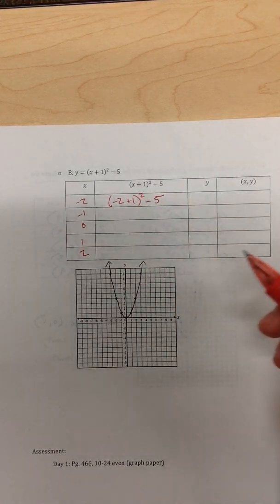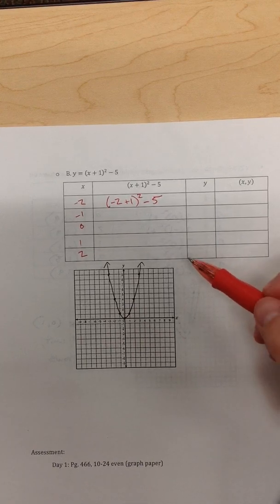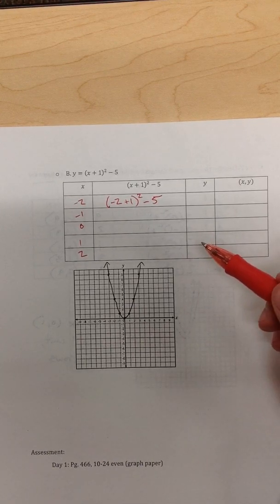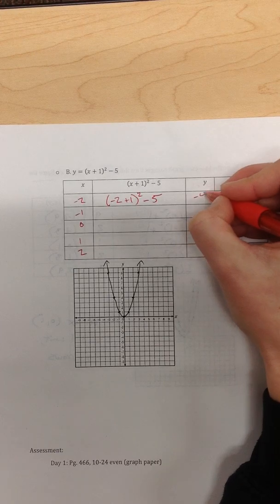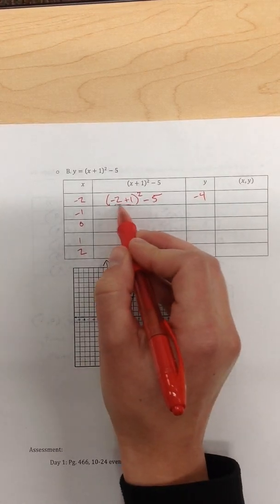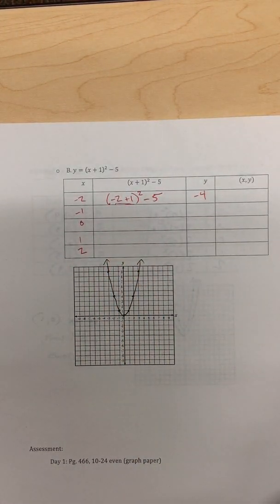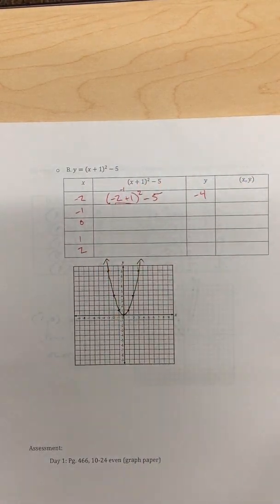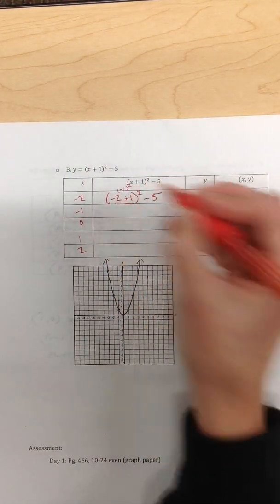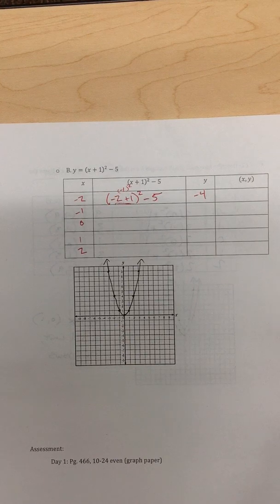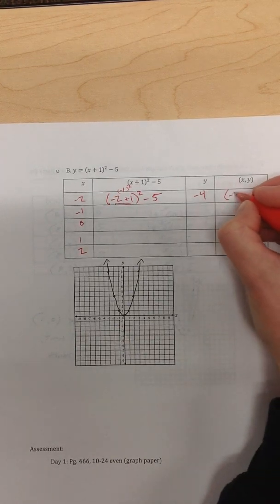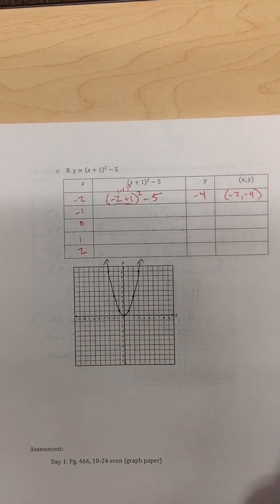Okay, so negative 2 plus 1 is negative 1. Now I square it, so now it's negative 1 squared, which is 1, minus 5 is negative 4, so you're just solving out what's in parentheses first. So negative 2 plus 1 is negative 1. Then when I square that, that's how I get the 1, and then 1 minus 5 is negative 4. So I'd have (-2, -4).